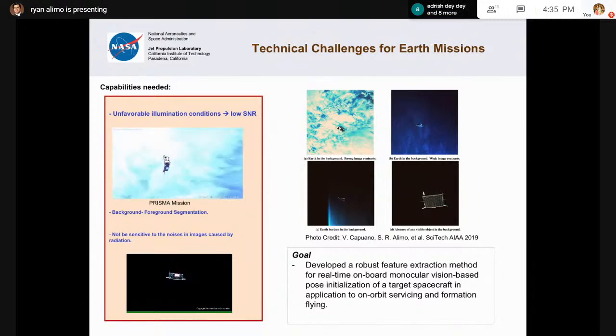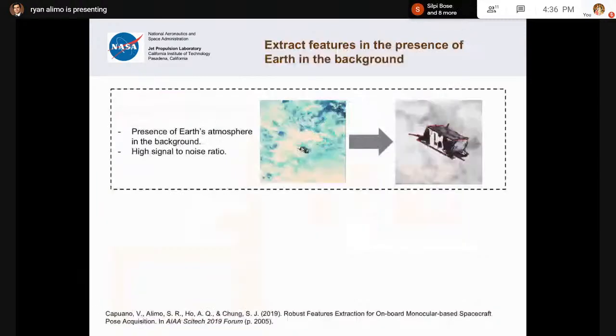The first work that we did, in 2019, was developing a robust feature extraction algorithm methodology for known but uncooperative objects, such as these two spacecraft. One of them is called Mango, the other one is Tango. So Mango is taking a picture of the Tango spacecraft.